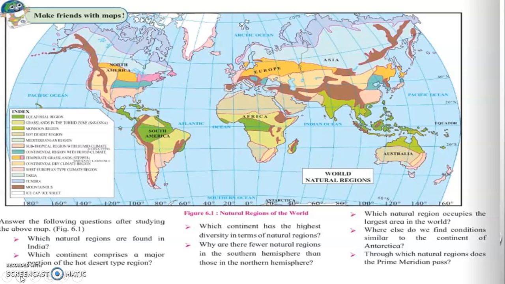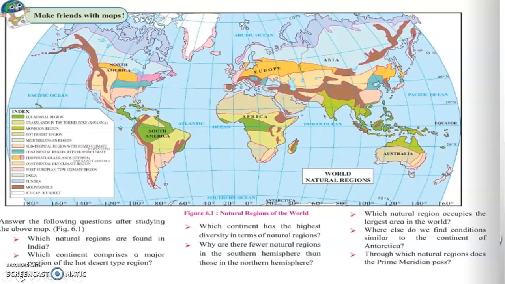the world. Okay. Third question, which continent has the highest diversity in terms of natural regions? Seven continents are there. Among the seven continents, which is that continent where you can see the colorful areas, the highest diversity in terms of natural regions? North America, South America, Africa, Europe, Australia, or is it Asia, which comprises the monsoon region? It has the equatorial region, grassland region, Mediterranean type of region, hot desert region. Everything is over there. So which is that continent? It is none other than Asia.